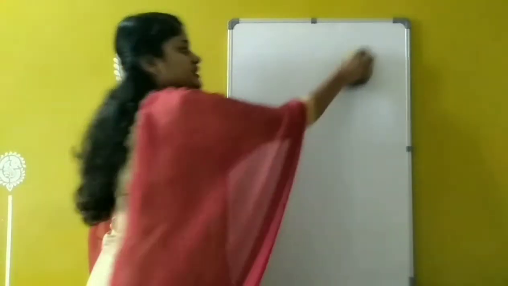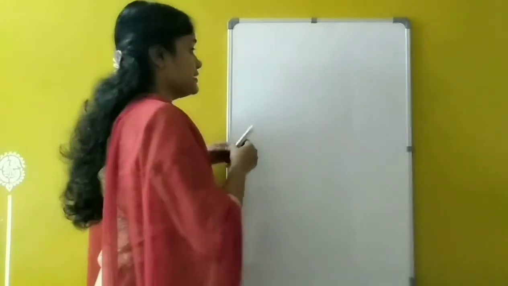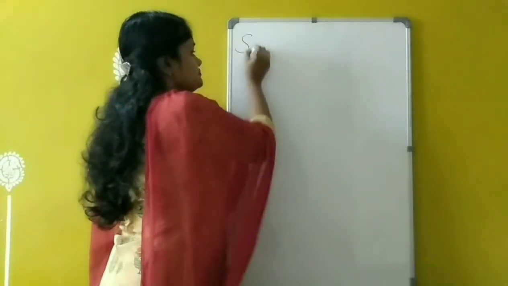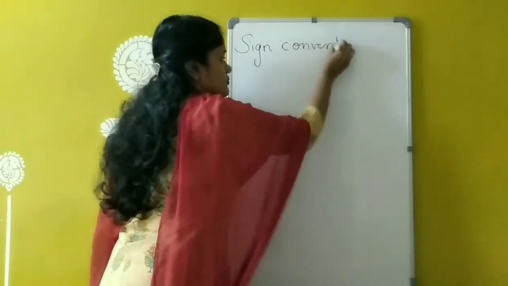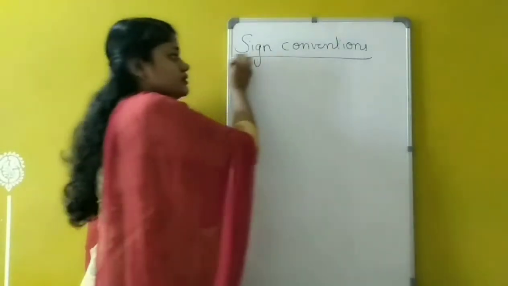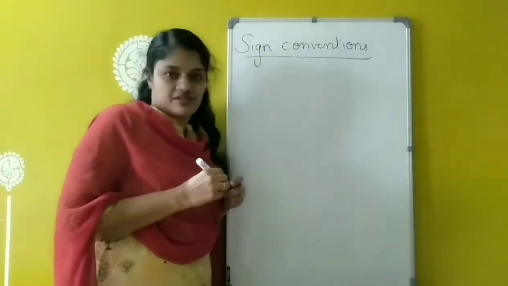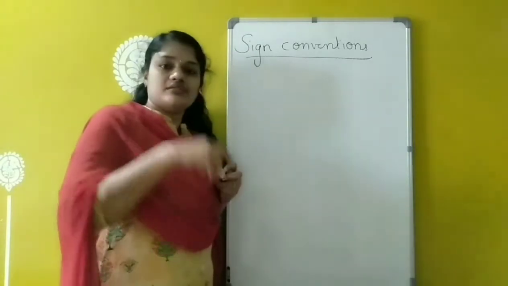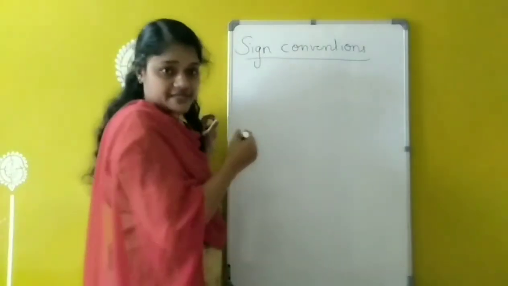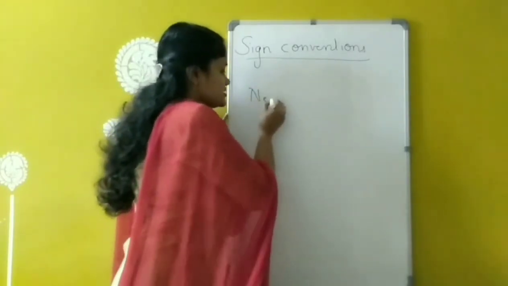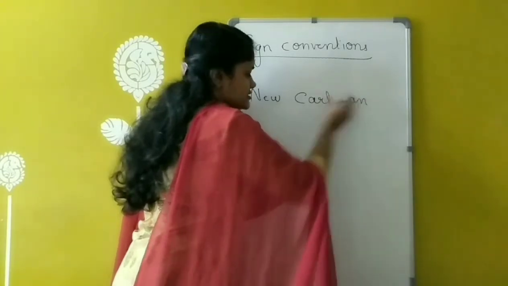So next we can study the sign conventions in reflection by spherical mirrors. Whenever we are studying spherical mirrors, we have to study the sign convention. Here we are using the new Cartesian sign convention. The sign convention used in the case of reflection by spherical mirrors is the new Cartesian sign convention.